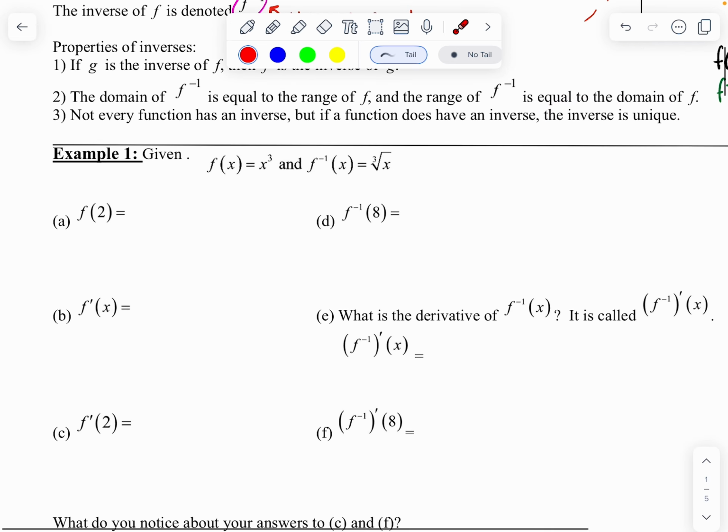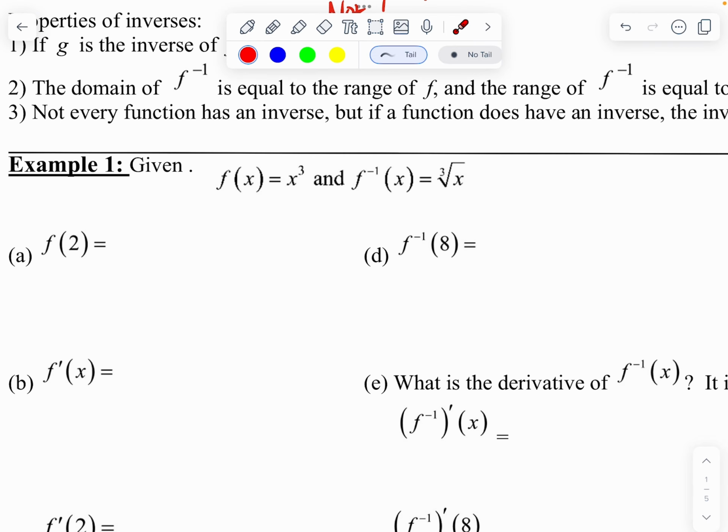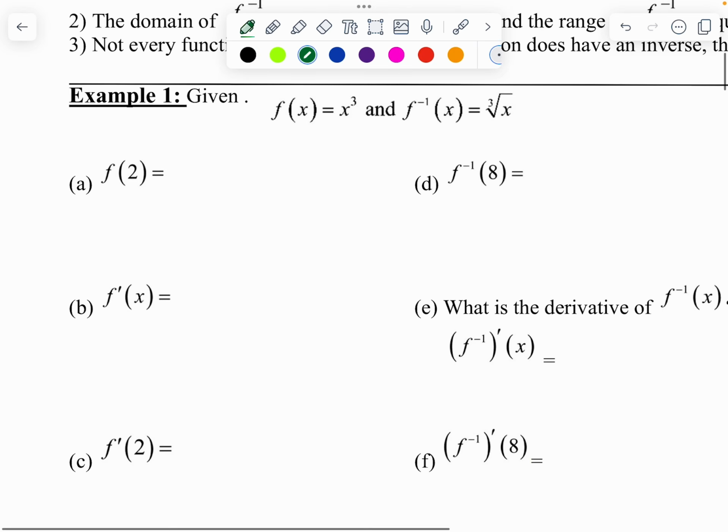All right, so we're going to look at example 1 here. We are given two functions and their equations. So f of x is x cubed, and f inverse of x is the cube root of x. It's kind of obvious that cubing and taking the cube root are inverses of each other. They do undo each other. But knowing that, we're going to do some work here.